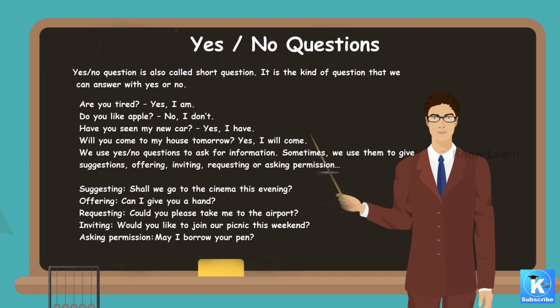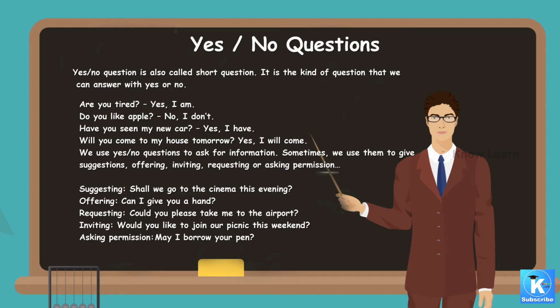Yes, no questions. Do you agree with the new action plan? Yes/no question is also called short question. It is the kind of question that we can answer with yes or no. Are you tired? Yes, I am. Do you like apple? No, I don't. Have you seen my new car? Yes, I have. Will you come to my house tomorrow? Yes, I will come. We use yes/no questions to ask for information.